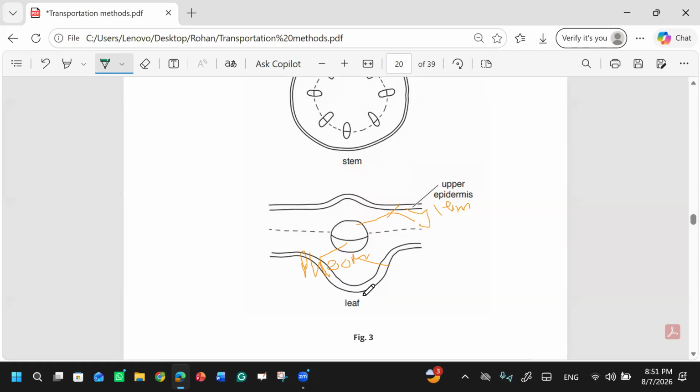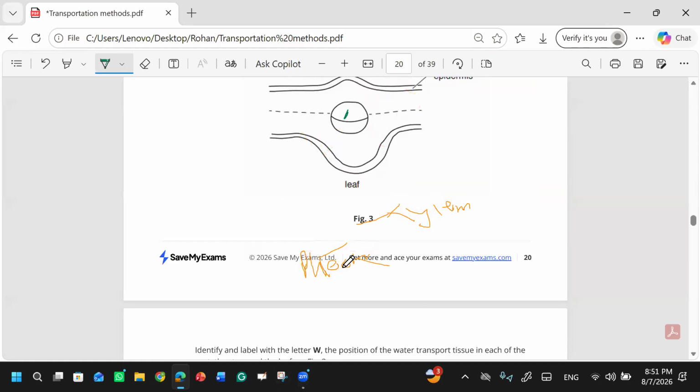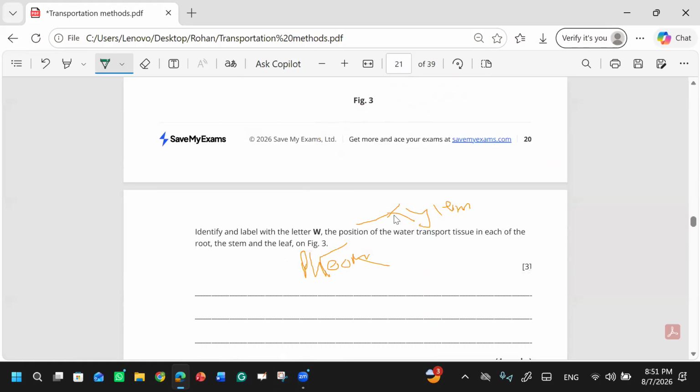Which one are you saying is xylem? I think this one is xylem, the upper one. Yeah, the upper one, that's what I wrote. That's correct. This one is xylem, and the other one is phloem. Yeah, you can remove this and annotate.